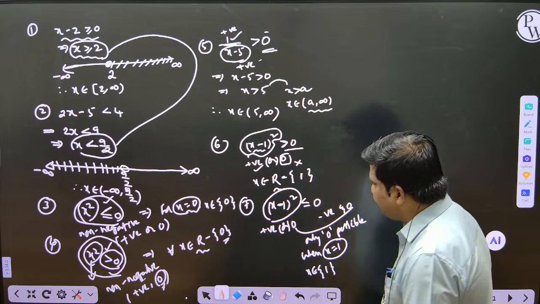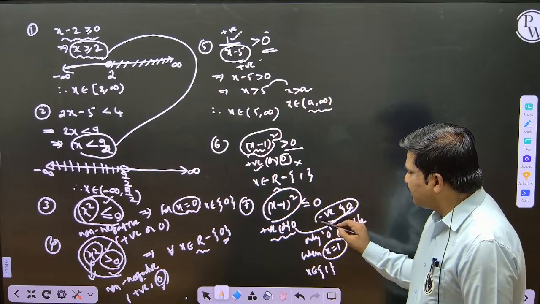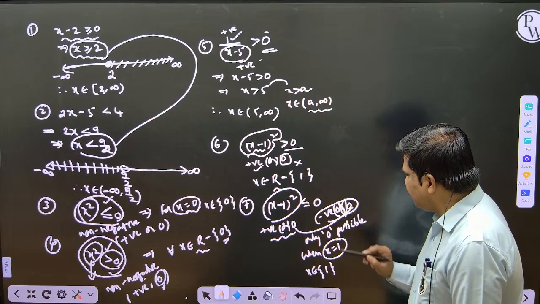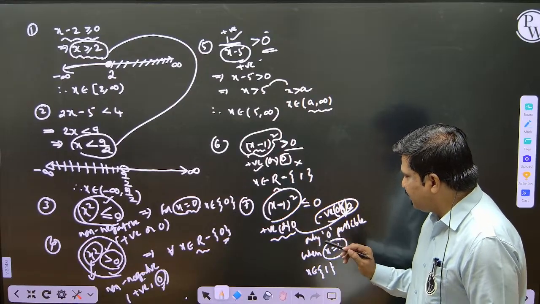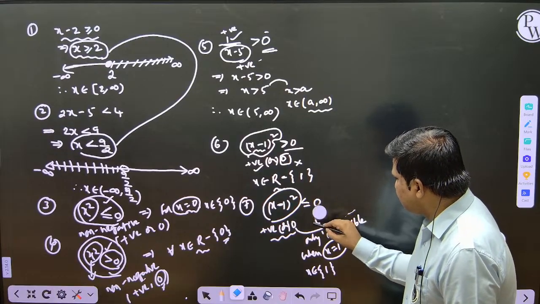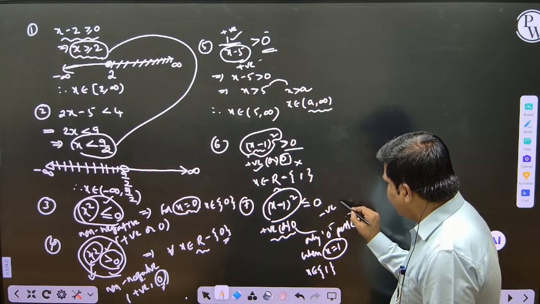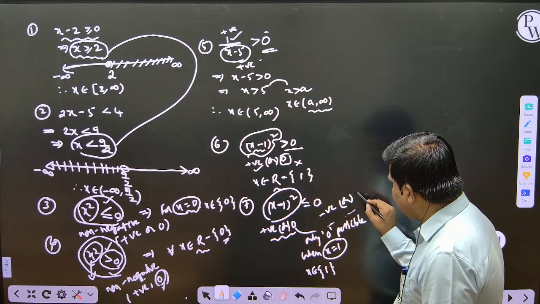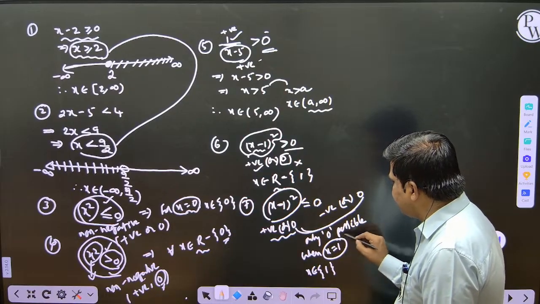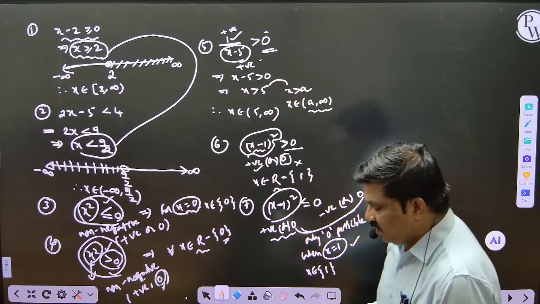Why have I taken it like this? Because the left hand side is positive or 0, and the right hand side is negative or 0. But positive and negative have no possibility in common. The only commonality of these two is 0. When is 0 possible? Whenever x is equal to 1.